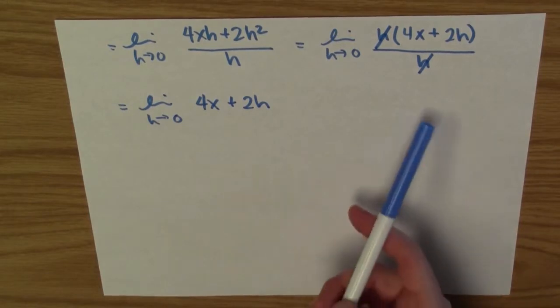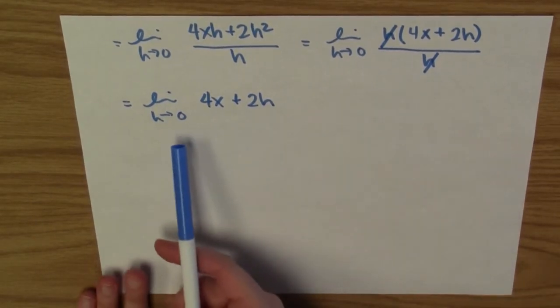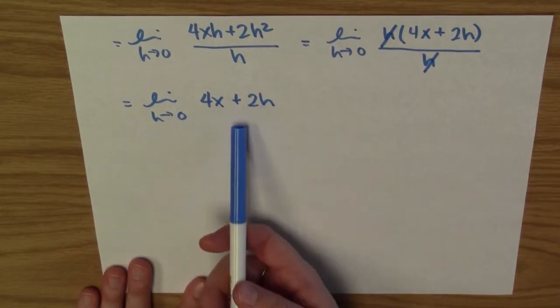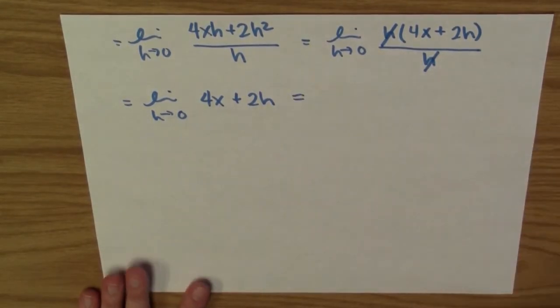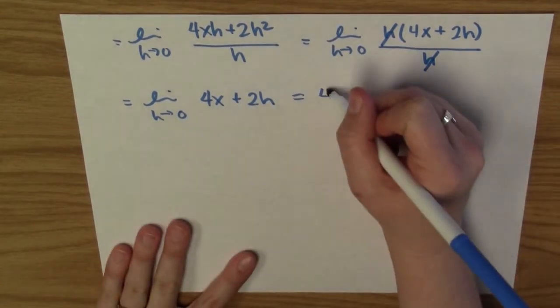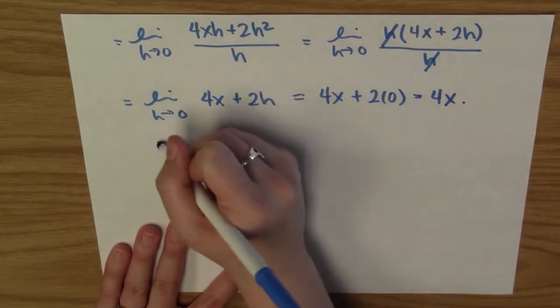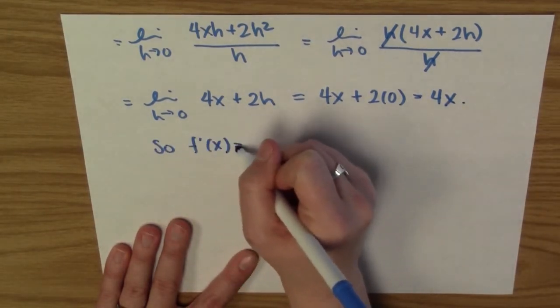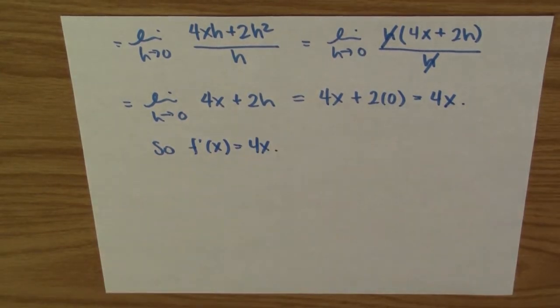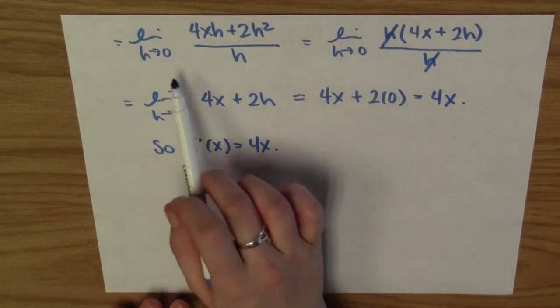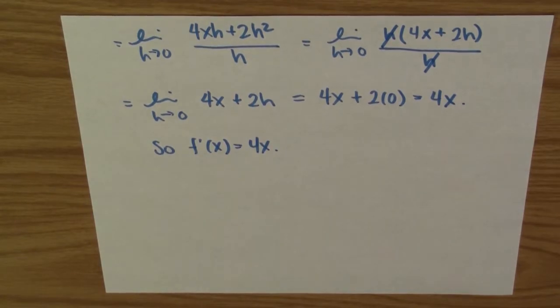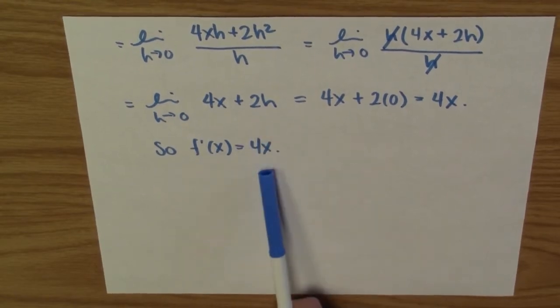Now, because I don't have an h in the denominator anymore, I can go ahead and just plug in h equals 0. This is a polynomial, and we know how to evaluate the limits of polynomials. So this is 4x plus 2 times 0, or just 4x. So f prime of x is equal to 4x. Again, we could not plug in h equals 0 at the beginning of the problem because that would make the denominator 0, and we can't divide by 0. But with a little bit of algebra, we can reduce this function to something where we can plug in h equals 0 and get the derivative.